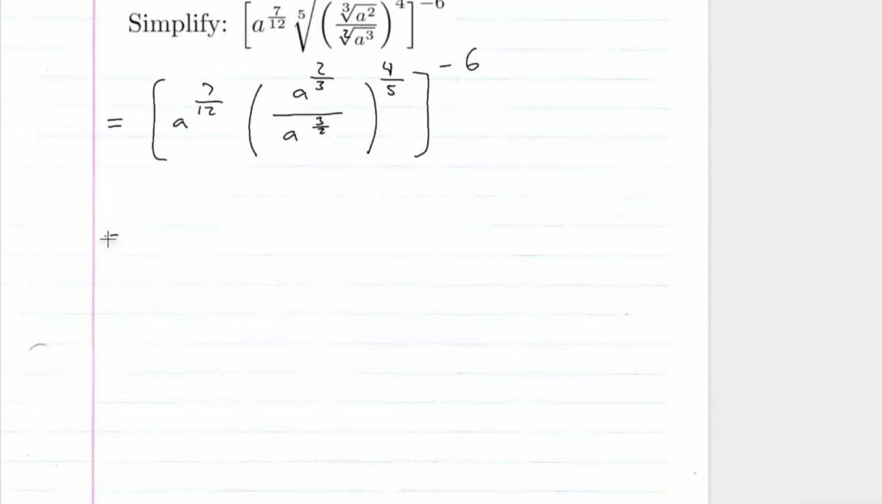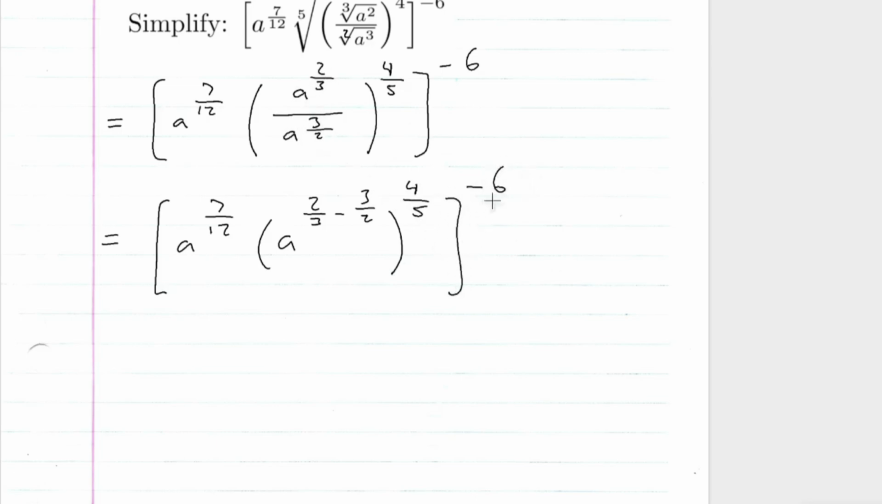Okay, so now let's see. Let me do a better job with that 3/2. All right, so let's go ahead and do this rule of exponent. So this will be a to the 7 over 12, and this will be a to the 2/3 minus 3/2 raised to the 4/5. Since these have the same base, you subtract the exponents. And then this will be raised to the -6th.